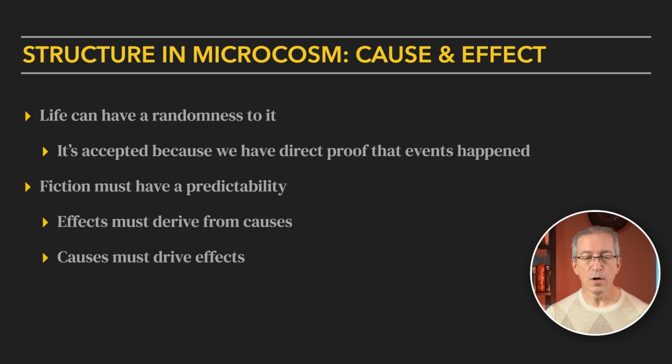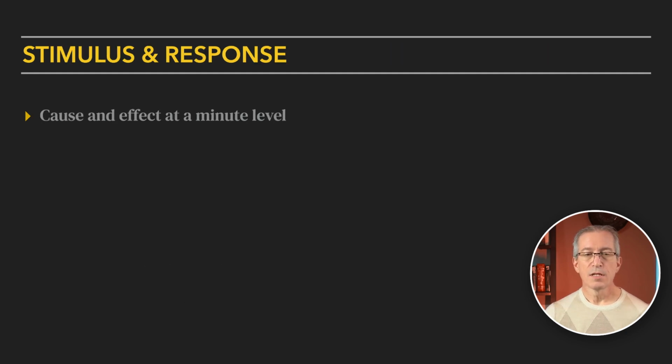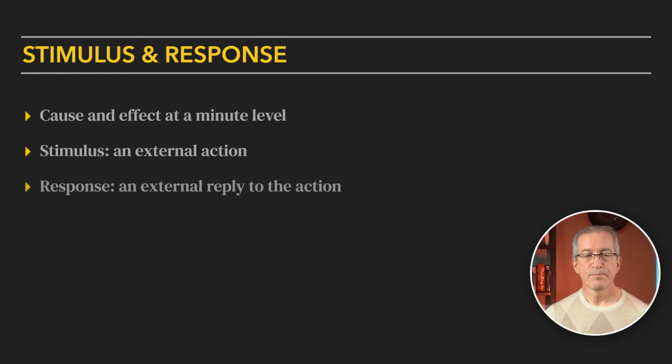Effects must derive from causes. Causes must drive effects. And scene and chapter plotting deals with that, cause and effect. So let's talk about stimulus and response. This is cause and effect at a minute level. A stimulus is some external action, some action someone can see, either a facial expression, words, or an action like a fighting sequence where they're swinging a sword at somebody else. A response is an external reply to that action.